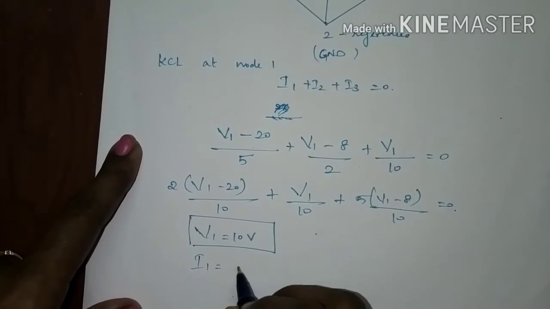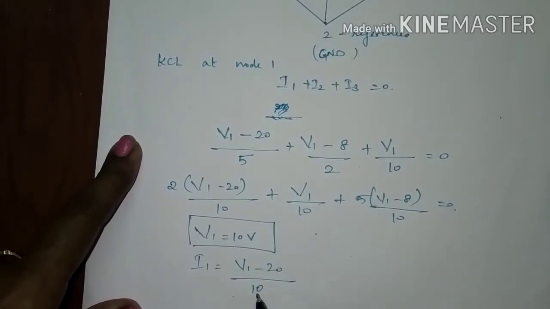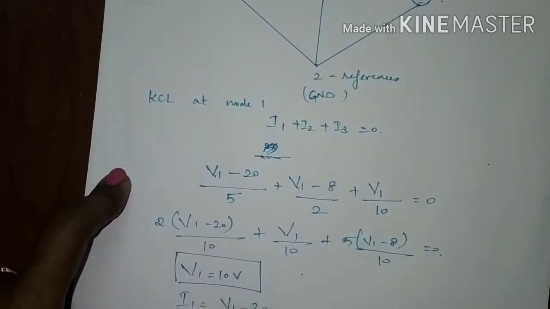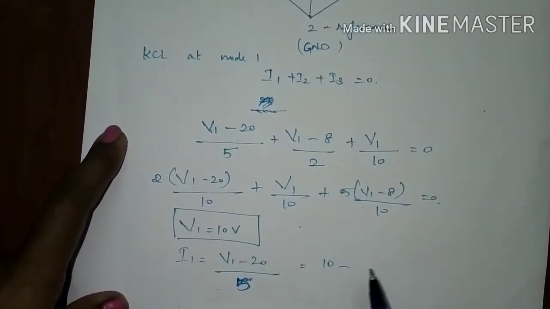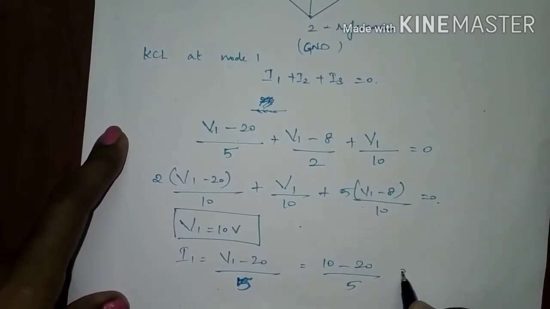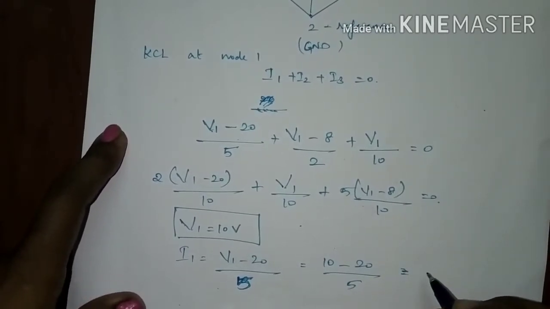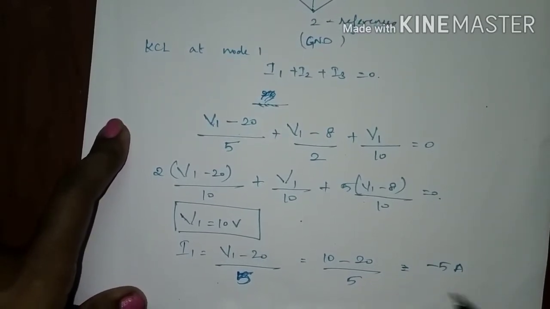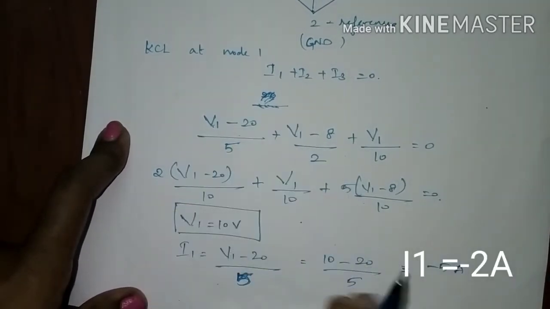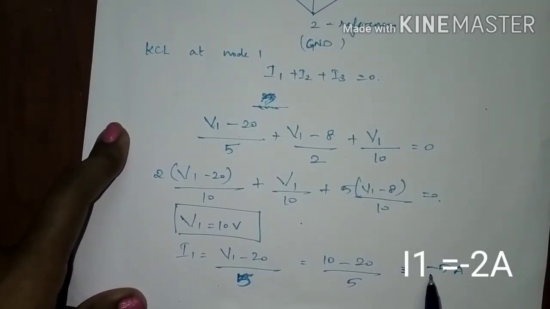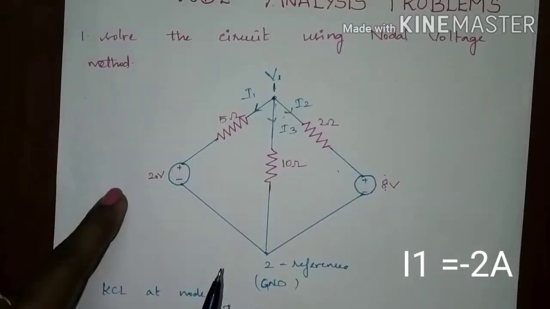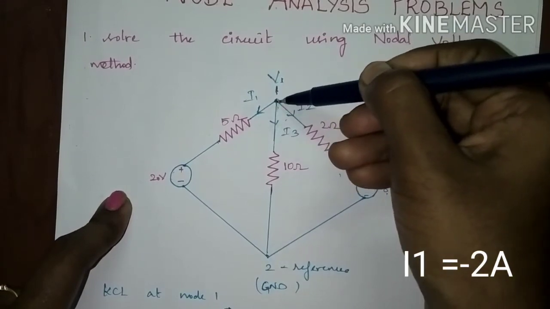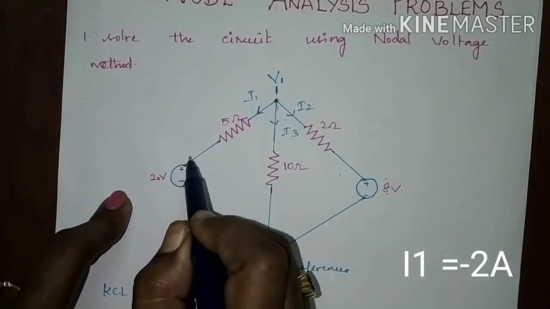I1 is written as V1 minus 20 divided by 5. Your V1 value is 10, so 10 minus 20 divided by 5 gives I1 equal to minus 5 ampere. This negative sign denotes that your assumed current direction is wrong. You assumed the current flows in this direction, but your answer is negative, so your assumption is wrong. The current is actually flowing in the opposite direction.